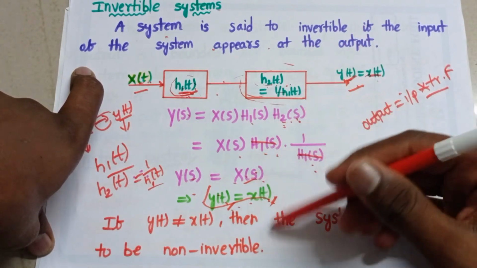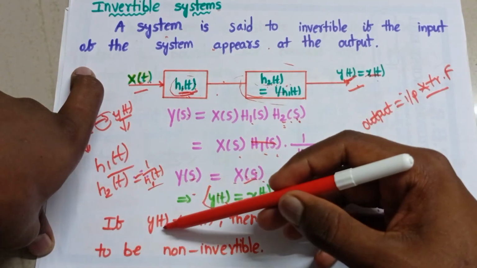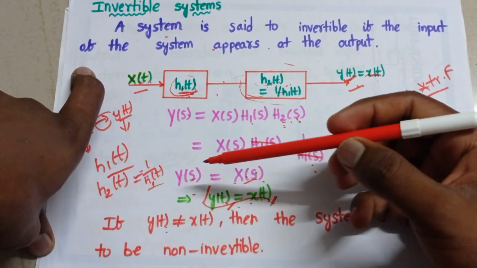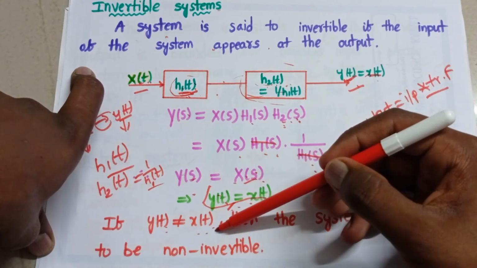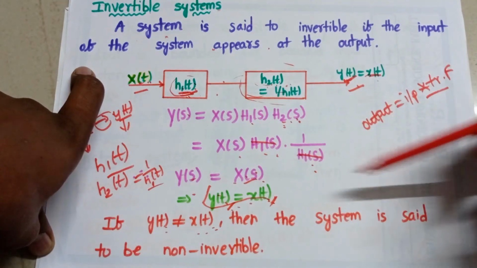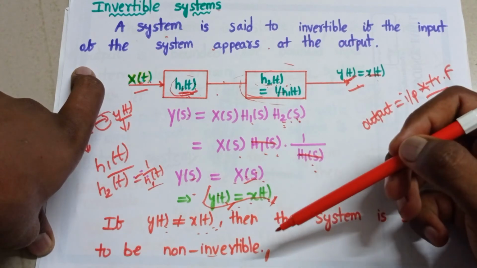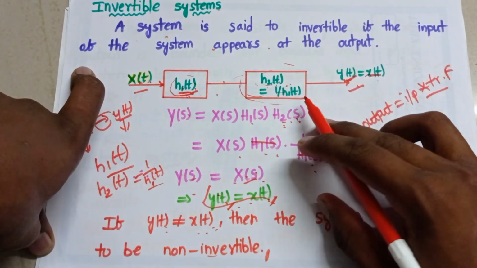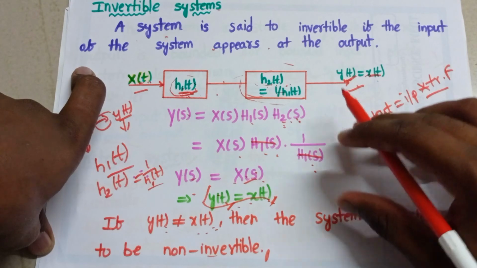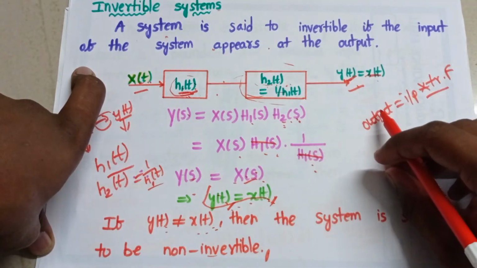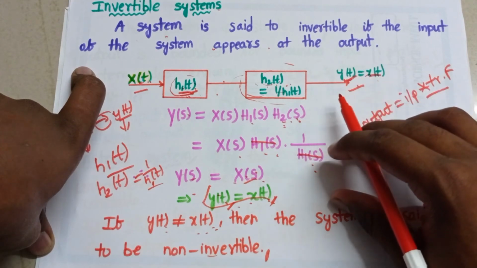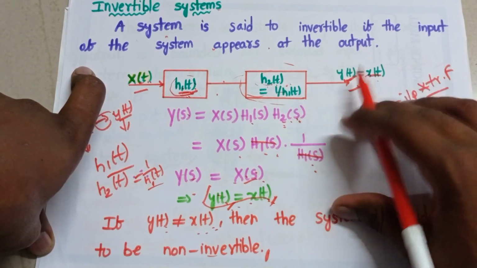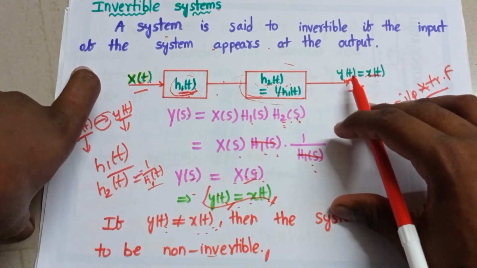Next, what is a non-invertible system? If y of t, the output of a system, does not equal x of t, the input of the system, then the system is said to be non-invertible. If the system output and input are not the same, the system is simply said to be non-invertible. If the system input and output are the same, then that system is said to be invertible. This is about invertible and non-invertible systems.